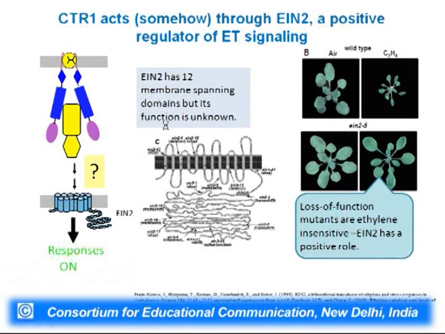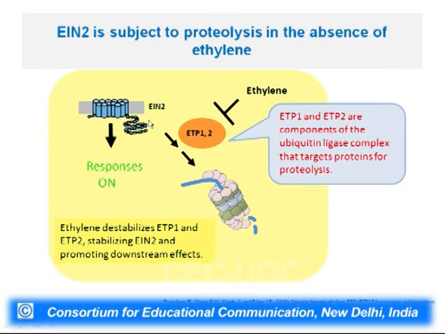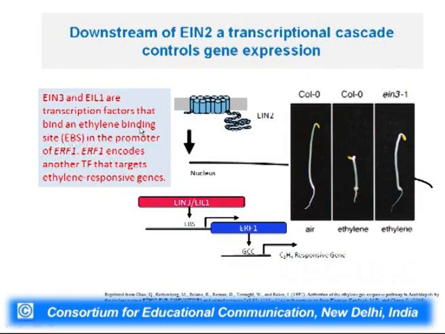Maybe I will go a little fast here. EIN2 is subjected to proteolysis in the absence of ethylene. So, what happens is that this is a very important protein which is required for the response to ethylene. But if ethylene is not there, then EIN2 gets broken down, so the response is not there. When ethylene is there, ethylene inhibits the breaking down, so it stabilizes EIN2. But quite interestingly, still some more interesting thing happens.